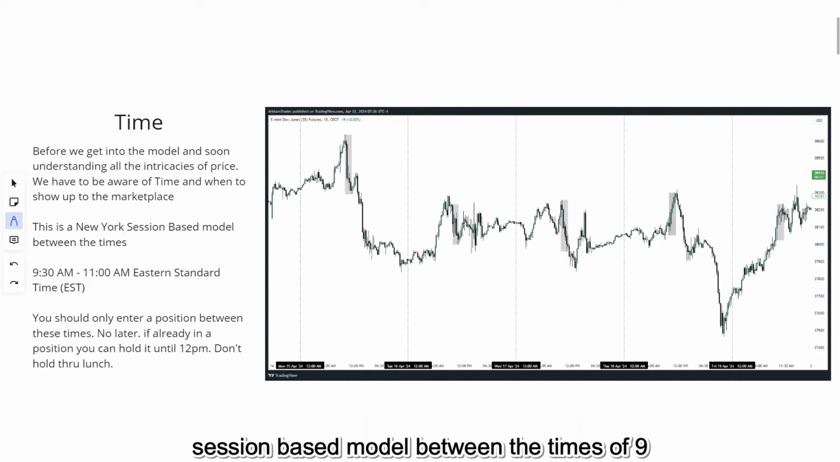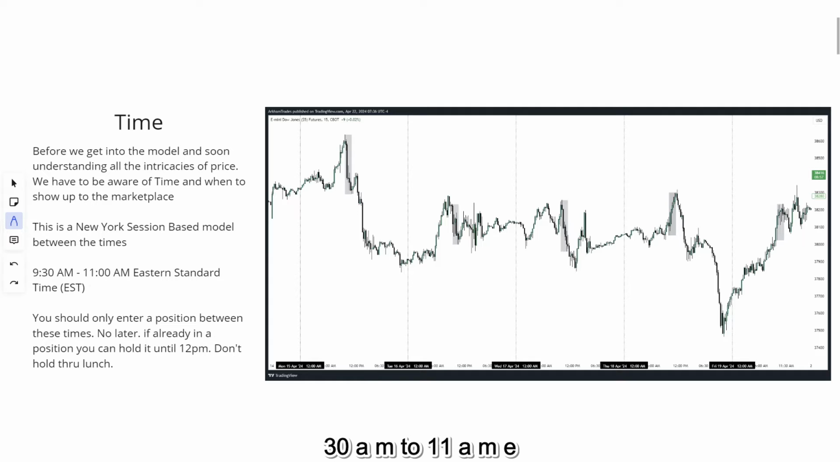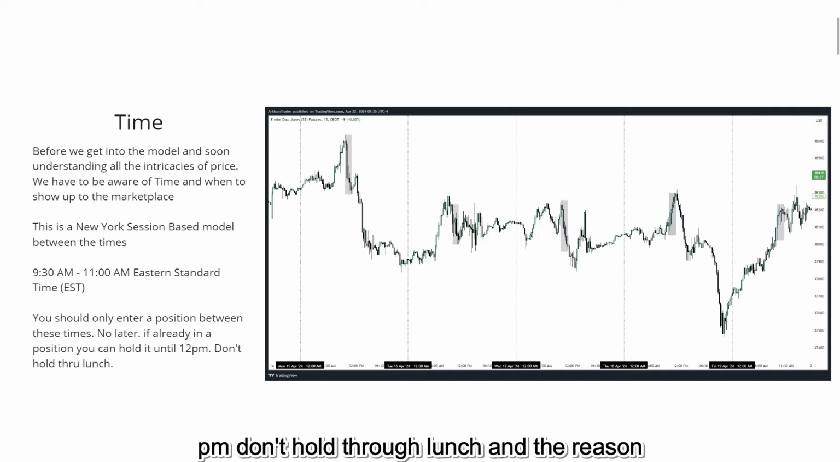This is a New York session based model between the times of 9:30 a.m. to 11 a.m. Eastern Standard Time, EST. You should only enter a position between these times. If you're already in a position, you can hold until 12 p.m. Don't hold through lunch.